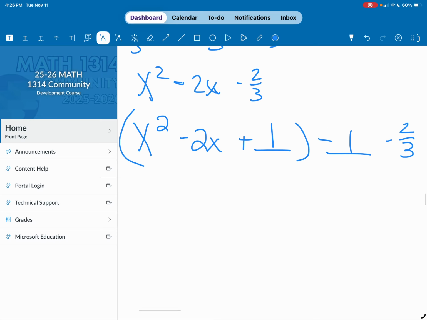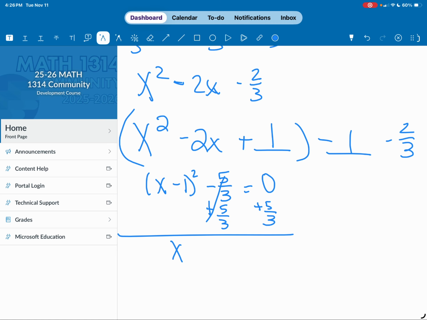And so then from here, that's just going to be x minus 1 squared, and then negative 1 minus 2/3 is negative 5/3. And we're going to put that equal to 0. So I'm going to add 5/3 to both sides: x minus 1 squared equals 5/3.